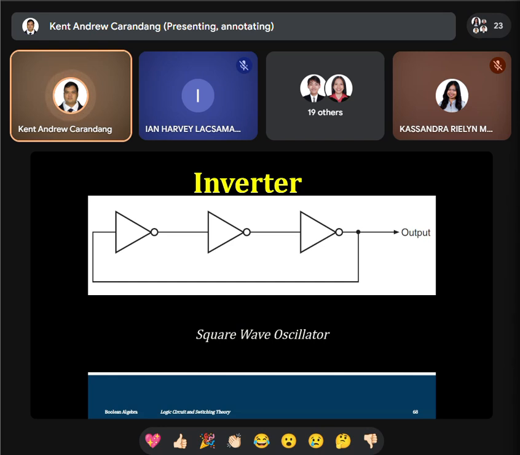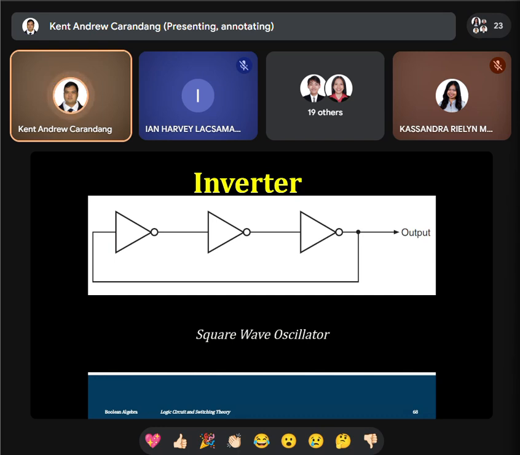So this is an electronic circuit wherein the output waveform will become square shape. What is the meaning if there is a square wave in our periodic waveform? It converts DC power into an alternating square wave signal. The output alternates between high and low voltage levels at a specific frequency.